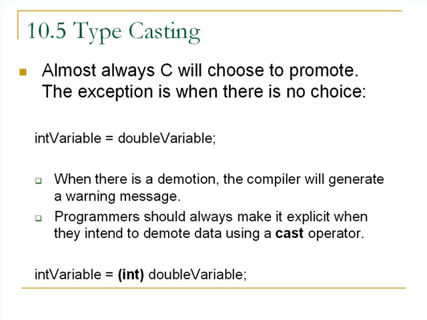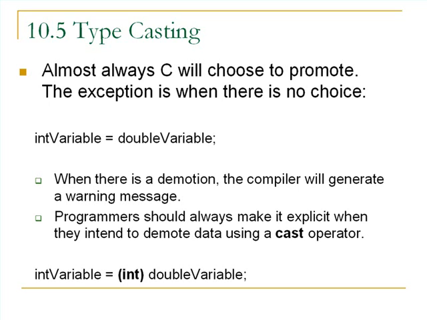When there is a demotion in your code, C will generate a compiler warning. So if you look at compile time at all of the messages, it will still say that the build succeeded, but if there is data lost due to a demotion, there will be a warning message generated. You can choose to ignore the warning message and your program will still run, but you shouldn't.